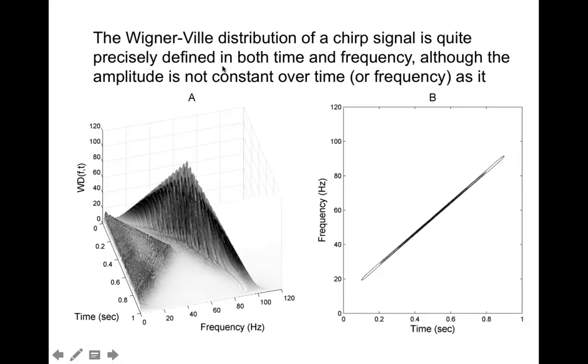Here is what the Wigner-Ville distribution looks like in a 3D plot in time and frequency. And so you can see it does not have a constant amplitude over time. Here is a contour plot of that. You can see it is pretty narrow, but its amplitude is not constant over time or frequency.